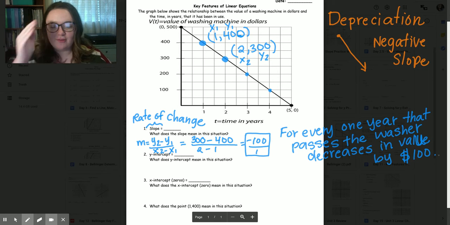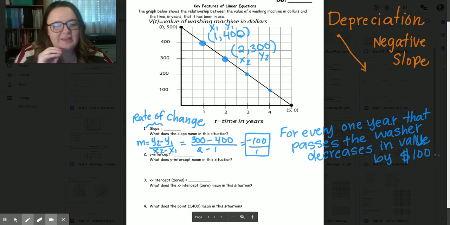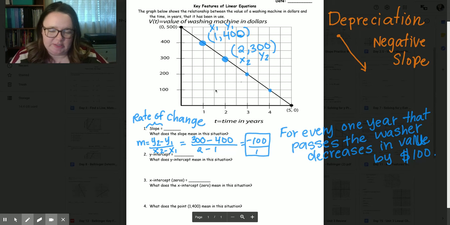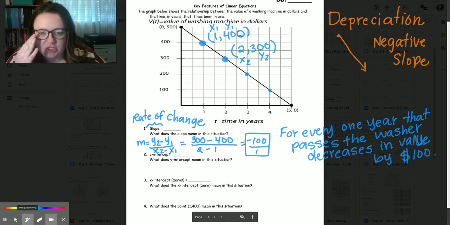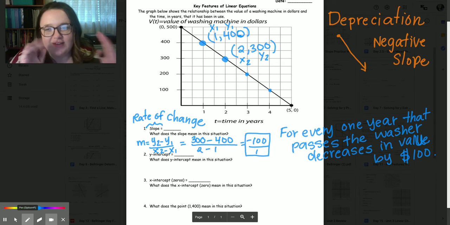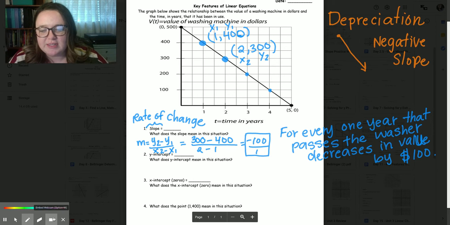Negative 100 over 1, it's decreasing in value each year. For every 1 year that passes, the washer decreases by $100. That is true about this slope. That's what the slope or the rate of change means in this situation. It doesn't just mean a rise over run or some made up situation. That's what it means in this context. So let's move on to that second question.